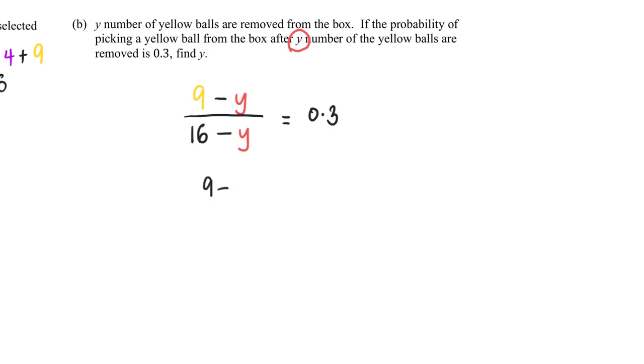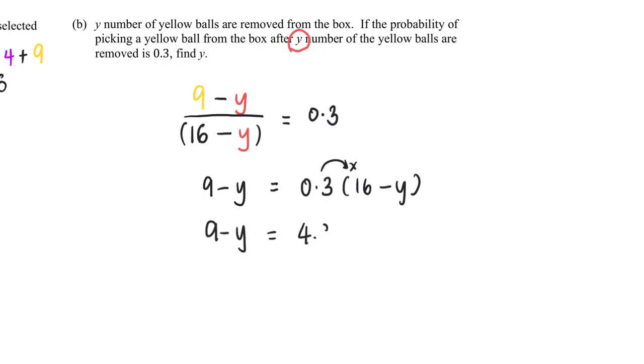Okay, I still have 9 minus Y. I'm going to multiply 16 minus Y on both sides, and that's why you will see this particular step. So 9 minus Y equals to 4.8 minus 0.3Y.